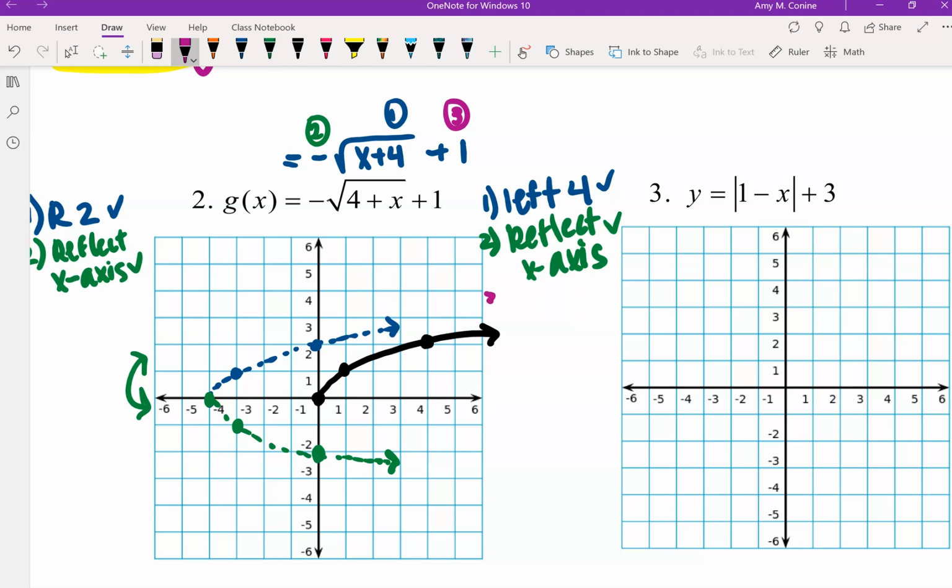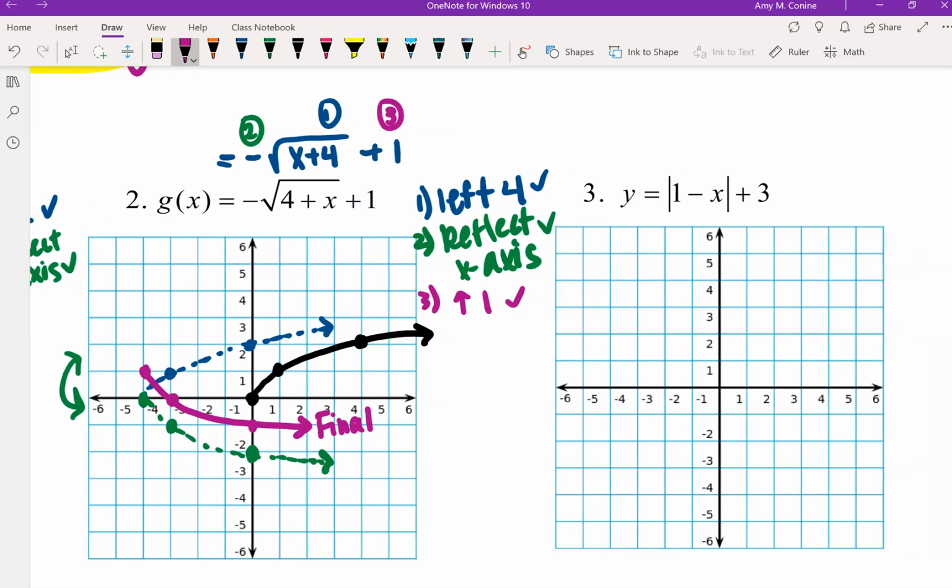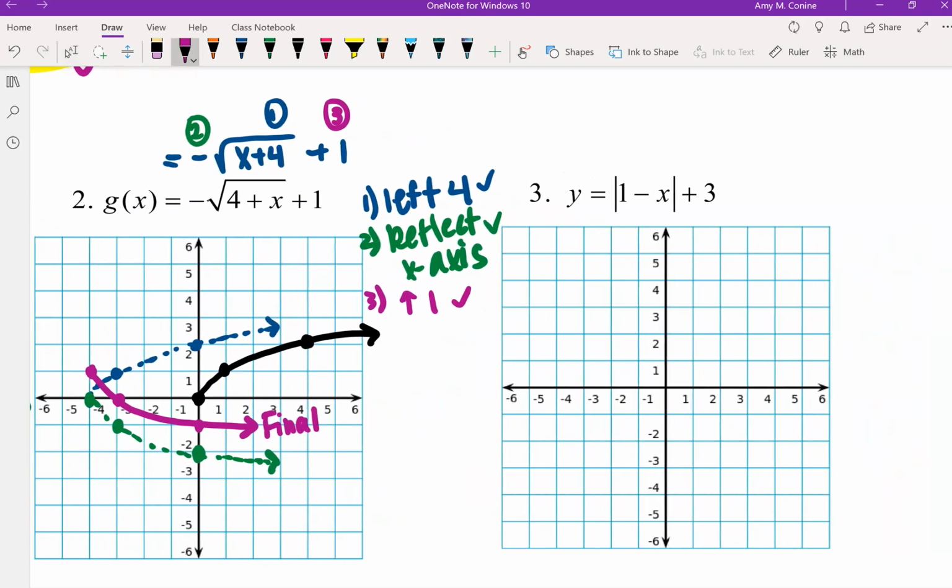And then my last and final one, I have a +1 at the end, so I'm going to shift up 1 unit, so all of my points will move 1. So up 1, up 1, up 1, and then this is my final. So I am going to connect my dots with a solid line and make sure your arrows are on there. If you're using different colors, it helps. So like that you can tell is the final. Or if you write right next to it, make sure it's clear which one is final. Okay. So at this point, I want you to go ahead and do number 3 on your own. So go ahead and do that now.